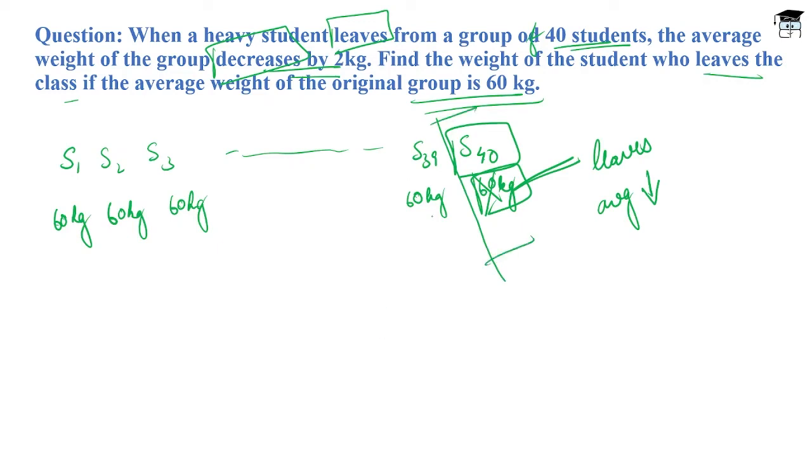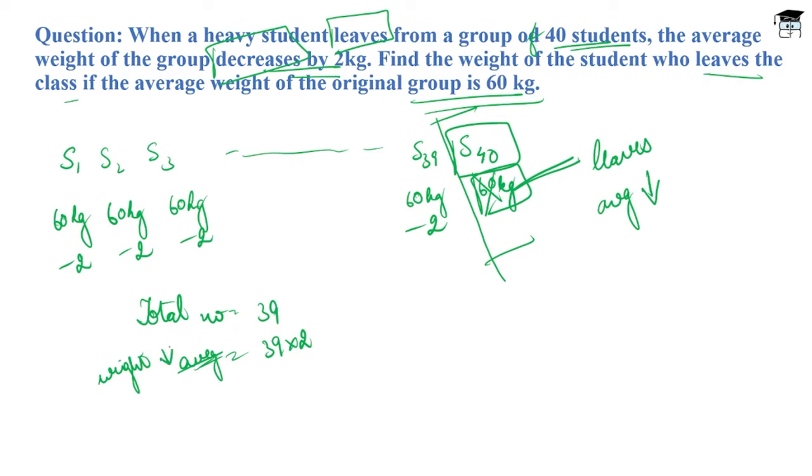Now the total number is 39. And the weight decreases by 2 kgs, that is minus 2, minus 2, minus 2, minus 2. That is for 39 students. Now the total weight that is decreasing would be 39 into 2. Right?